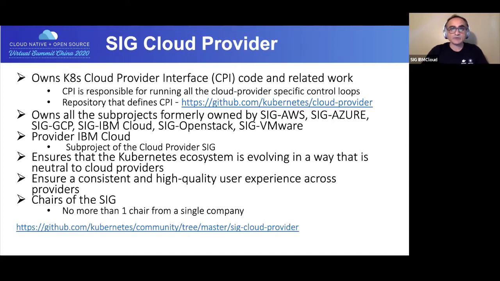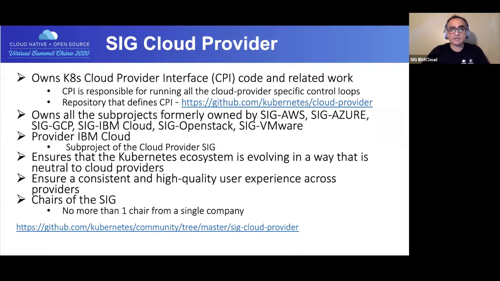For example, for the node to find the zone and IP, or load balancer related control loops. These control loops were part of the Kubernetes core, but eventually the community thought it's good to decouple it from there. That's where the Cloud Provider interface comes in the picture. It is now hosted on its own GitHub repository, the Cloud Provider repository. And the Cloud Provider interface is responsible for running all the Cloud Provider specific control loops.